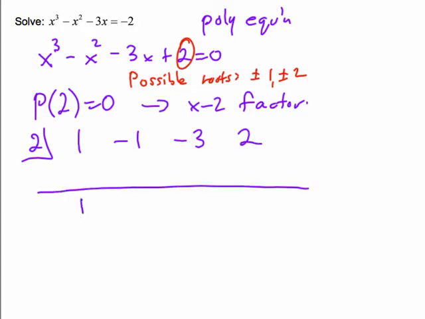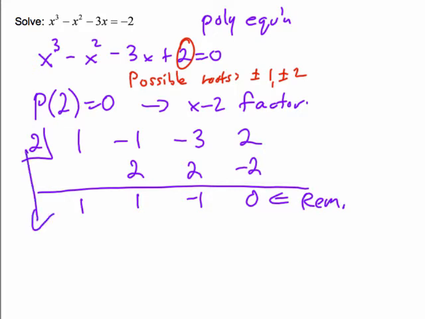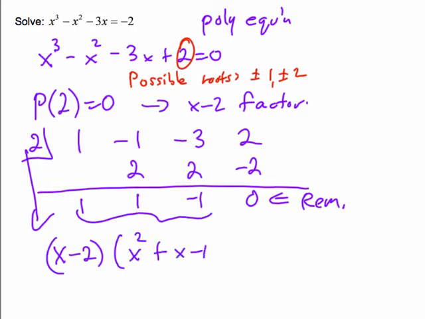Bring down the 1. 1 times the number in the box is 2. Add. 1 times the number in the box, add negative 1 times the number in the box, and I get a remainder of 0. And so my factors are x minus 2, and the quotient would be x squared plus x minus 1.